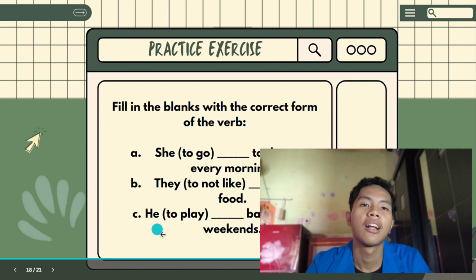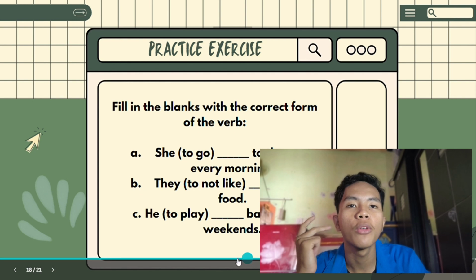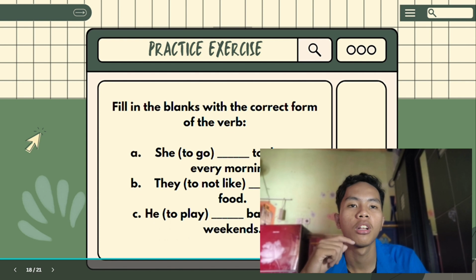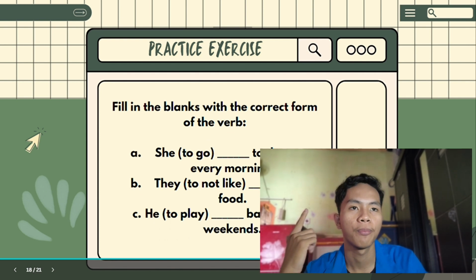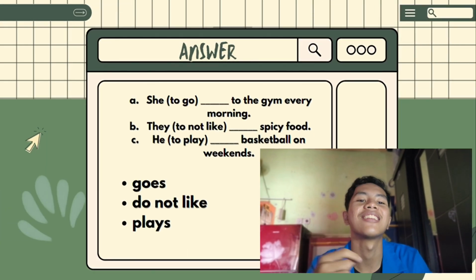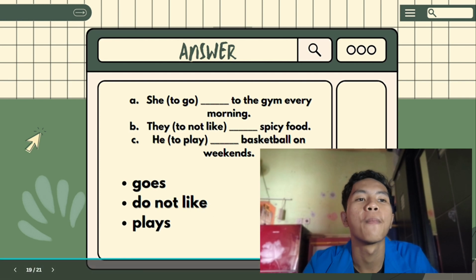C. He is third person singular. To play basketball on weekends. So he plays. That's right. Plays basketball on weekends. Let's see whether the answer is correct. The answer is right. Girls do play and he plays.